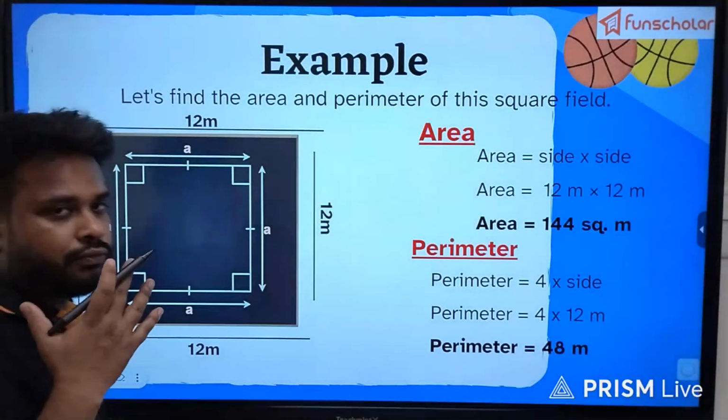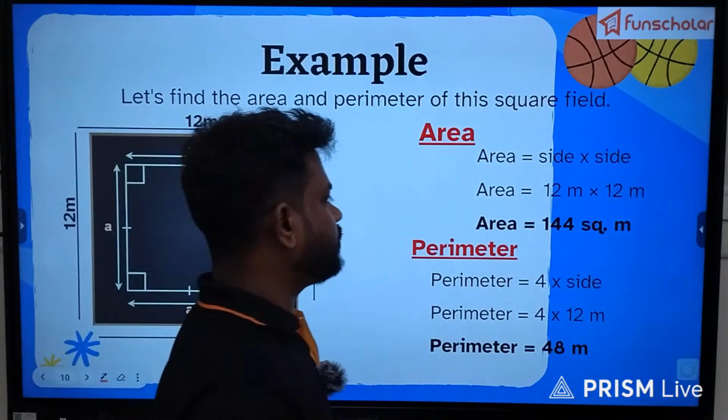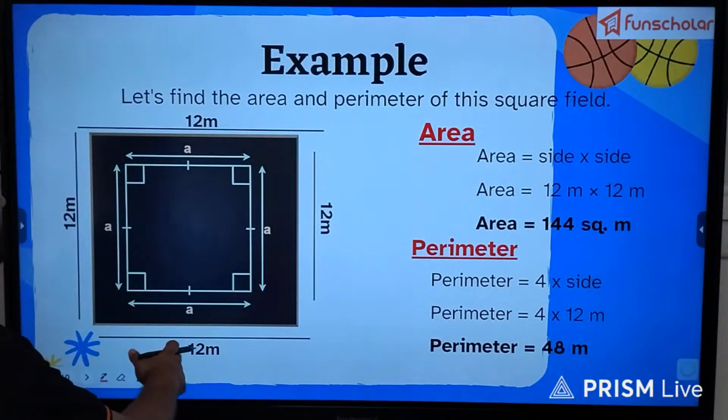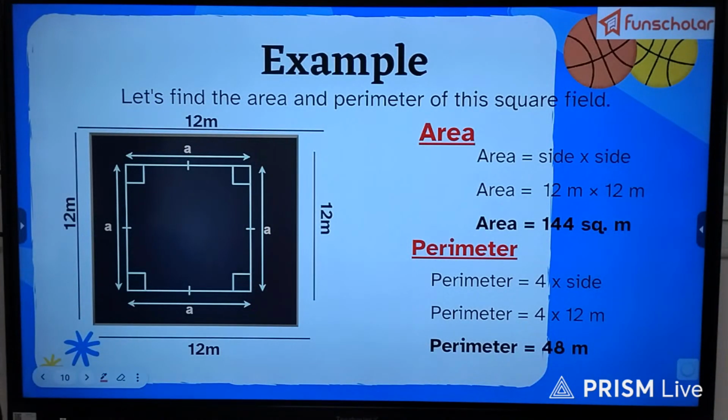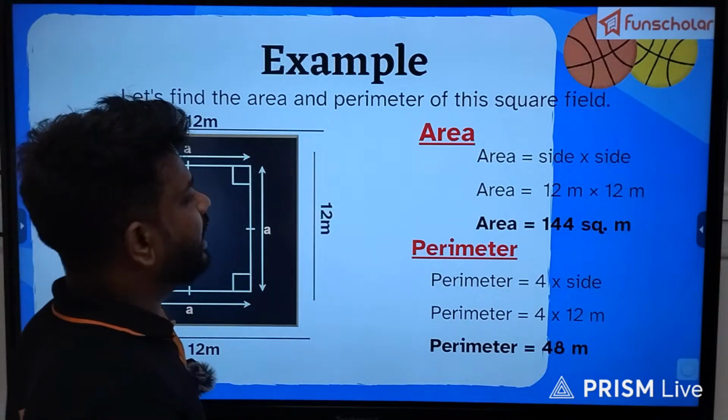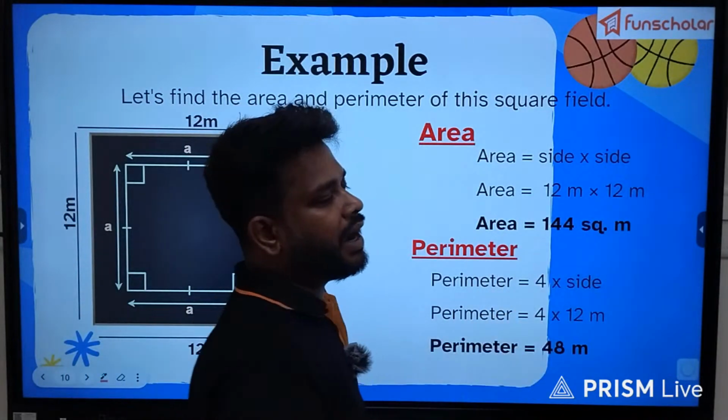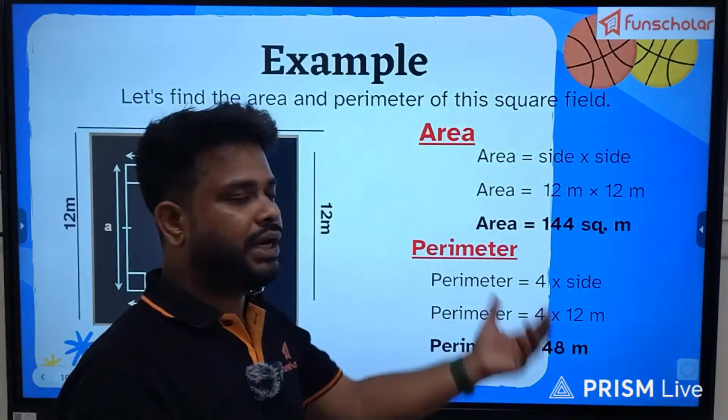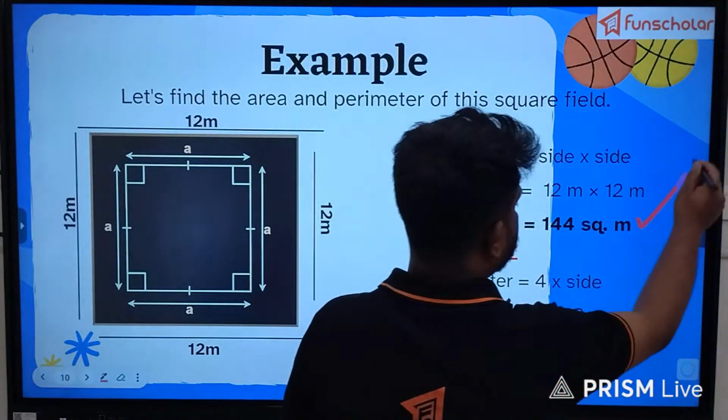The next one, let's find the area and perimeter of this square field. We know the formula of area, that is side into side, and if 12 meters is given as the side of the square, the area will be 12 into 12, and after calculating it will be 144 square meters.